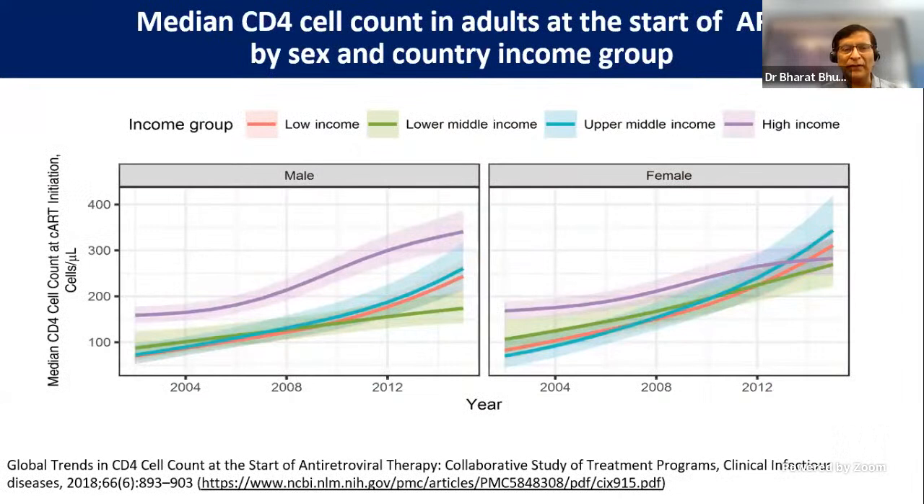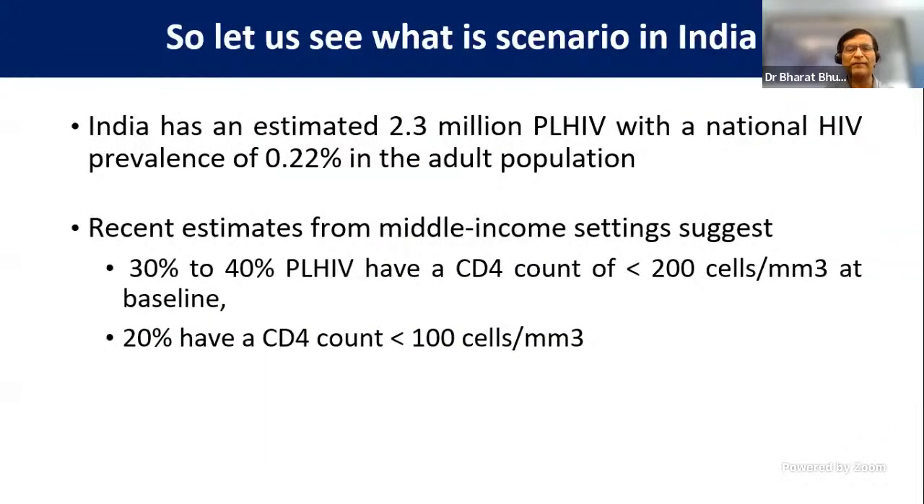And if you really look at the median CD4 count at the start of antiretroviral therapy, this is a collaborative study of treatment programs published in Clinical Infectious Diseases in 2018. If you see, among male and female, the presentation among males was at a lower CD4 count compared to females. And also in all strata of income, people still presented late.